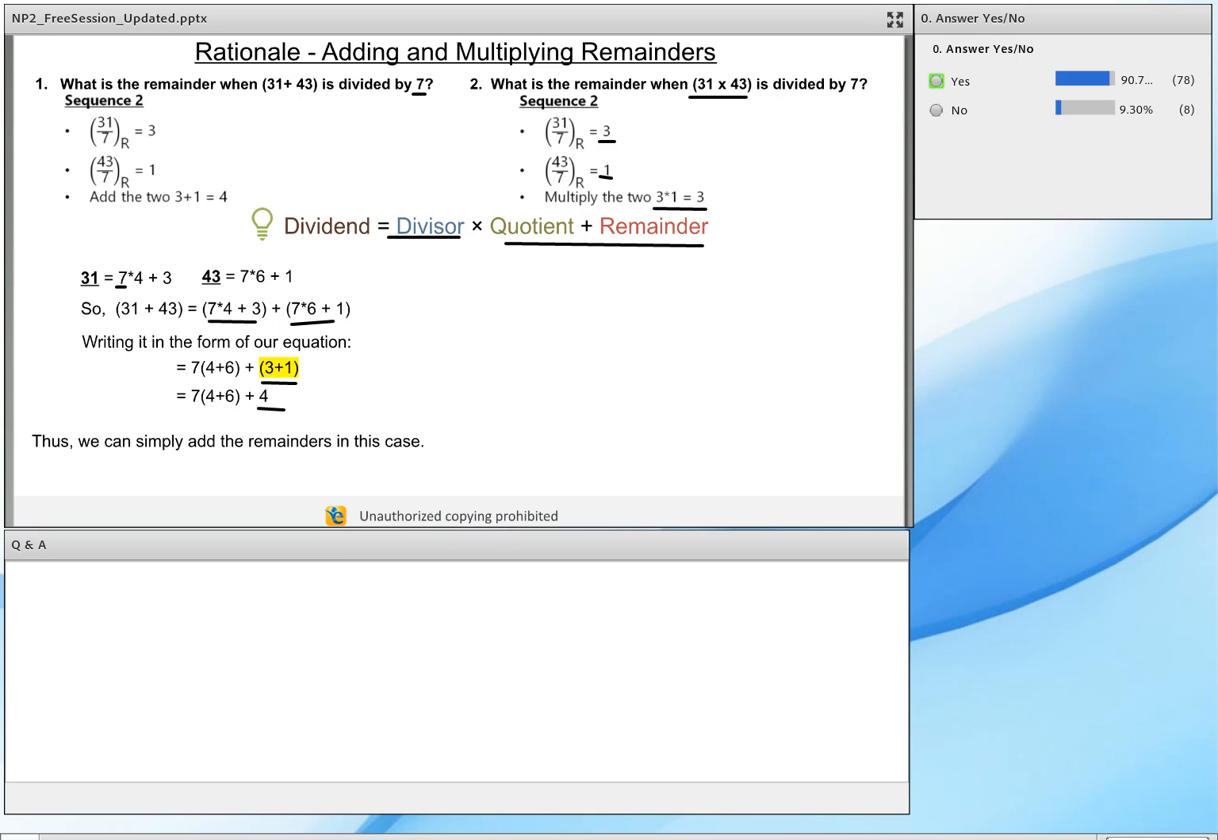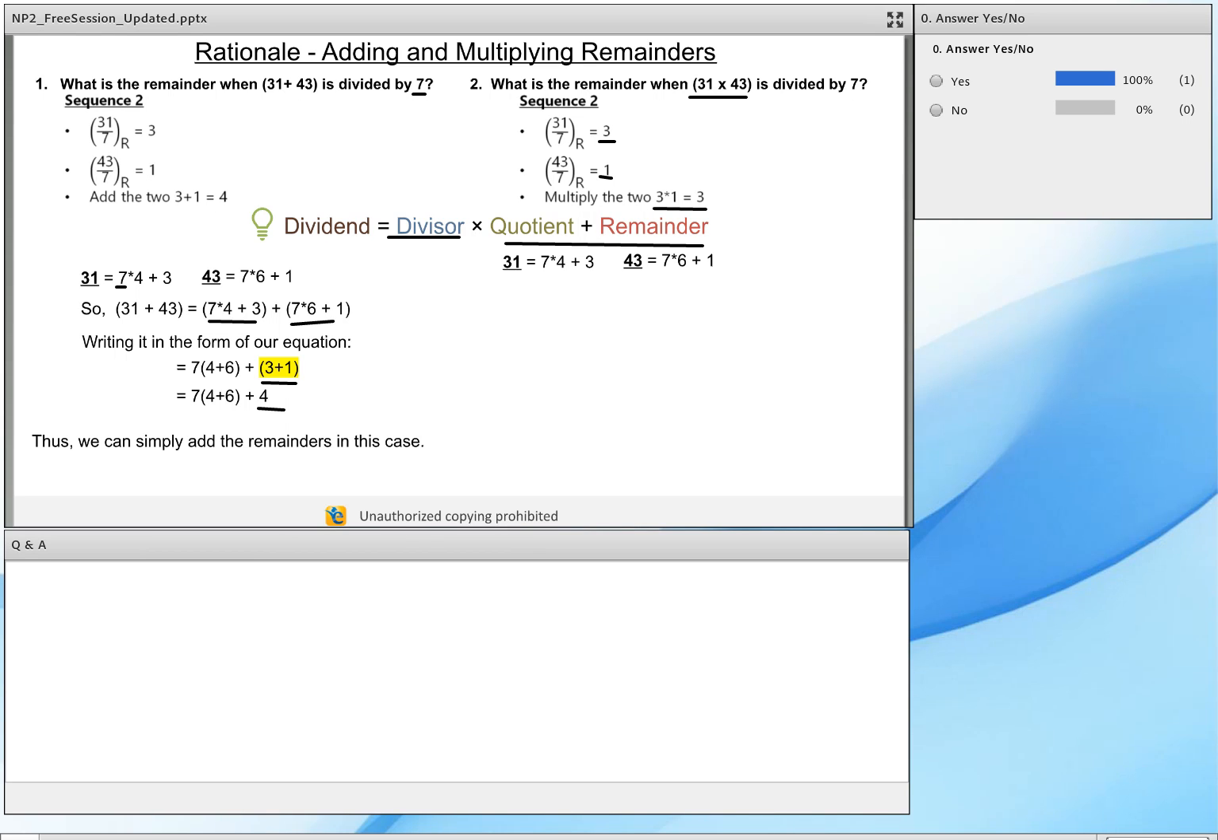So let's see why this works. Again, we're going to use the Euclidean equation over here. So we express 31 as 7 times 4 plus 3, and we express 43 as 7 times 6 plus 1. Again, I'm going to take this poll again, and for those of you who say no, you can put the question in the Q&A pod.